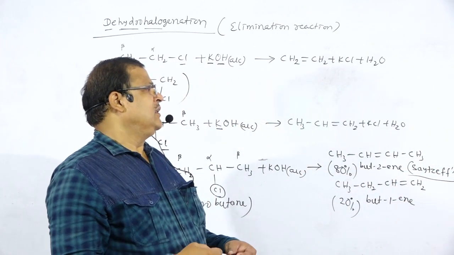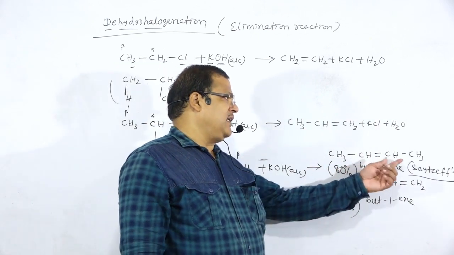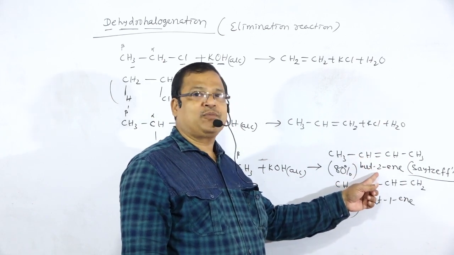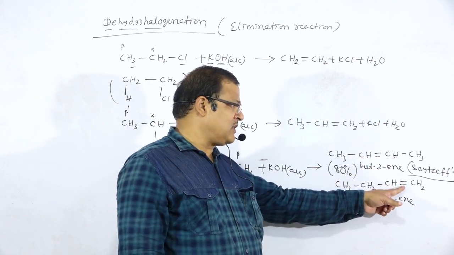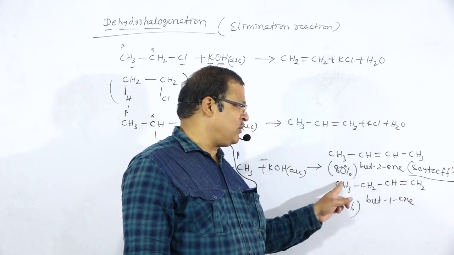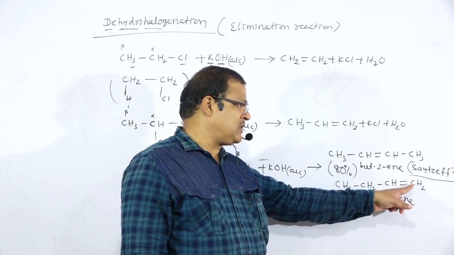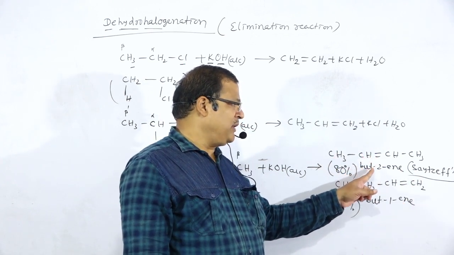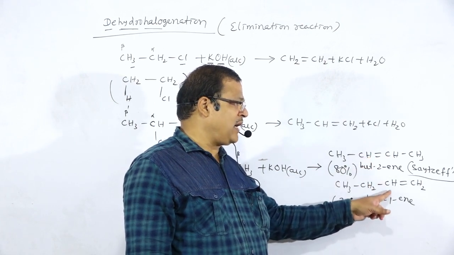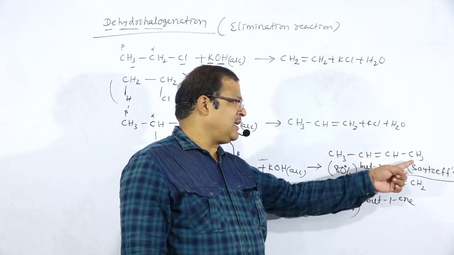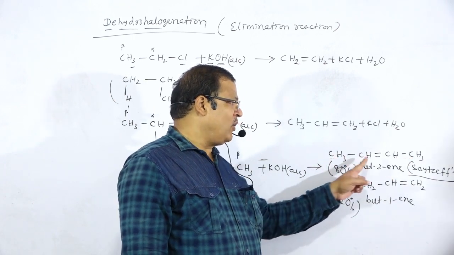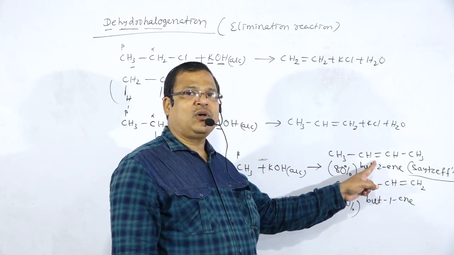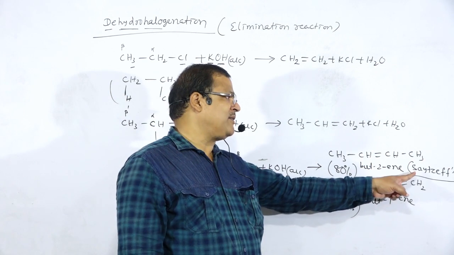You know, the more alkylated alkene or the alkene in which the double bond occurs at higher position. In this case, double bond occurs at position 1, 2, 3, 4. Double bond occurs at position 1. In this case, double bond occurs at position 2. So but-2-ene or in this case but-1-ene. More alkylated alkene or the alkene in which double bond occurs at higher position, that is the predominant or major product, that is known as Saytzeff's rule.